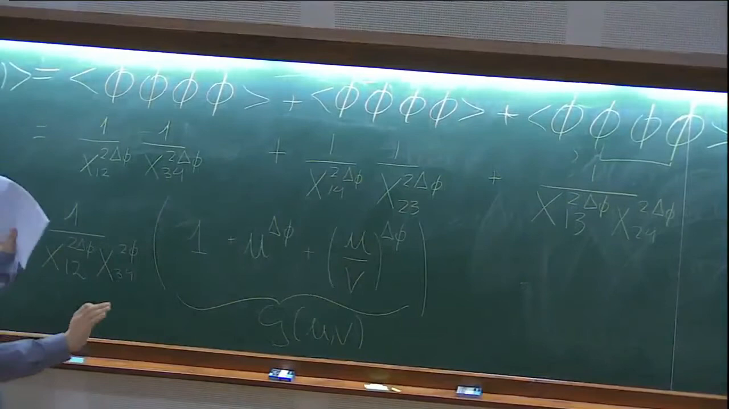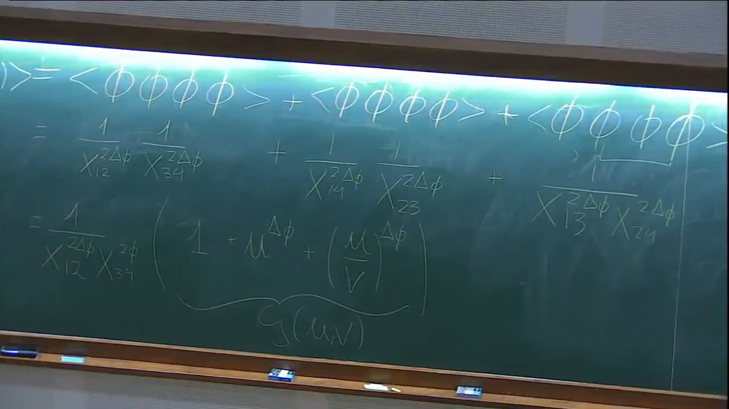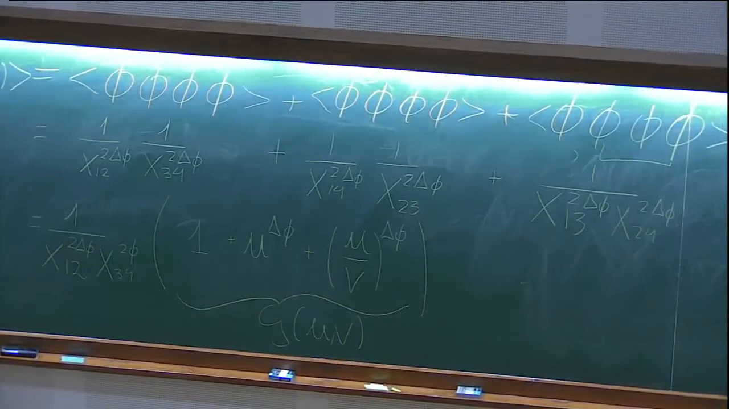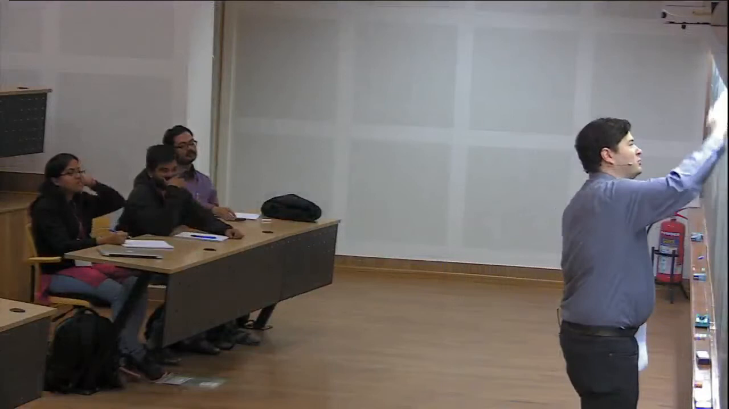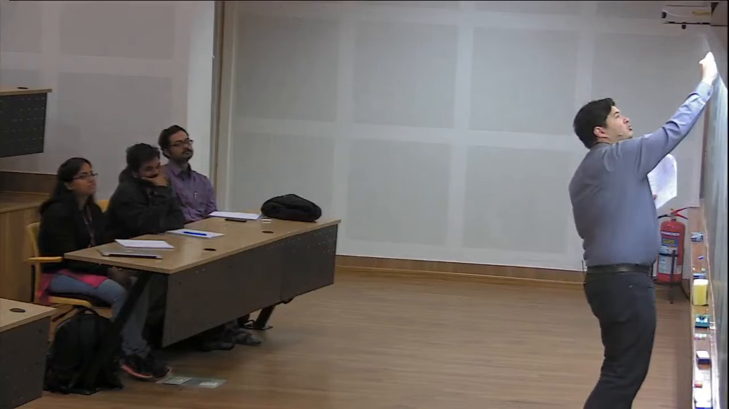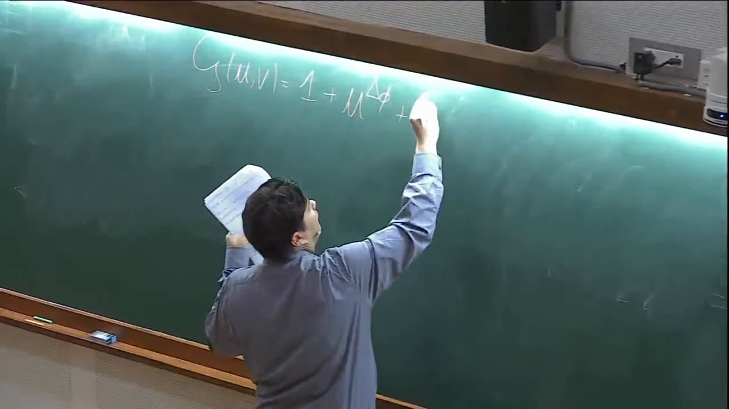Is that okay? So what I want to keep is that for generalized fields, let me write it here, for generalized free fields, the equation. So the first point about generalized free fields, GUV, is simply 1 plus u to the delta phi plus u over v to the delta phi.